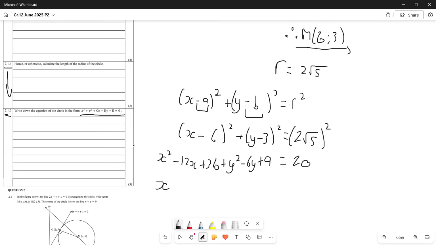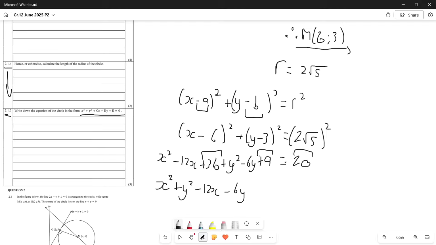I'm already going to start putting it in the form that they want, with the x squared first, then the y squared following. And then from there, a c and an x. So we have minus 12x. There were no other x's to simplify. A d with a y, so minus 6y. And then plus e. Plus e has no coordinates, which means it's our positive 36 here, our positive 9 over here, and this 20 here.